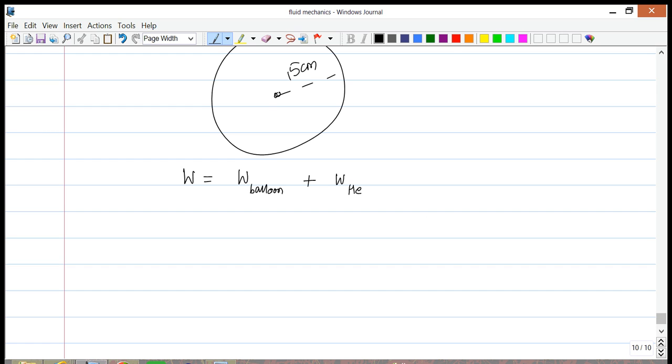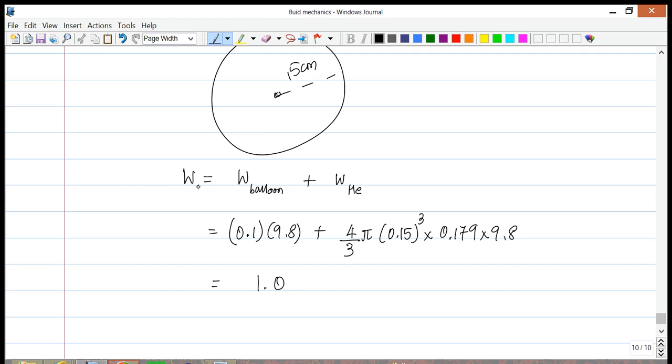Now, the mass of the balloon material is already given. It is 0.1 kilograms, and I multiply this by 9.8. Plus, now we have to account for the weight of the helium. Once again, you've been given the radius. So to find the weight of the helium, we simply do 4 divided by 3 pi times 0.15 cubed, which is the volume of the helium, multiplied by the density of the helium, 0.179, multiplied by 9.8. Let's figure out what this number ends up being. This ends up being 1.0048 newtons.